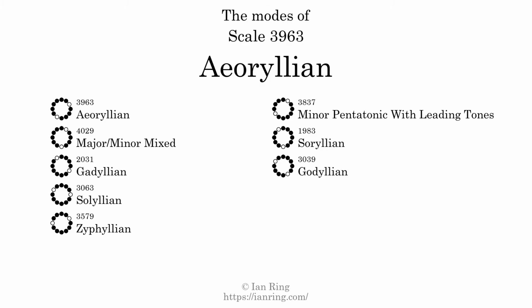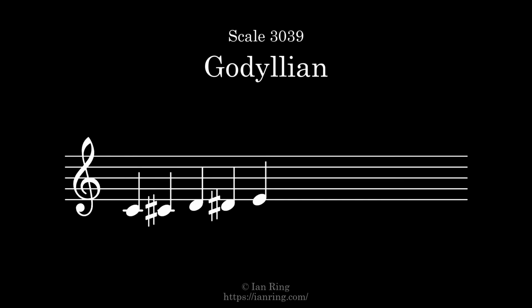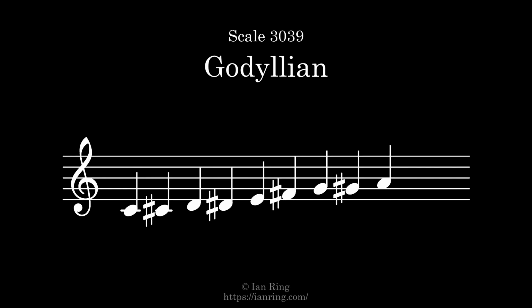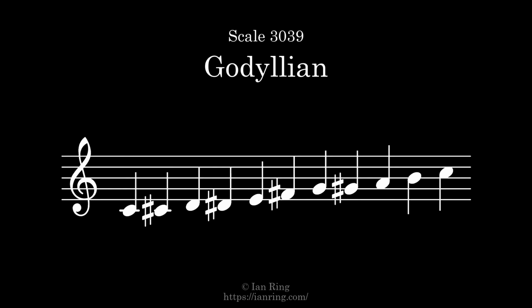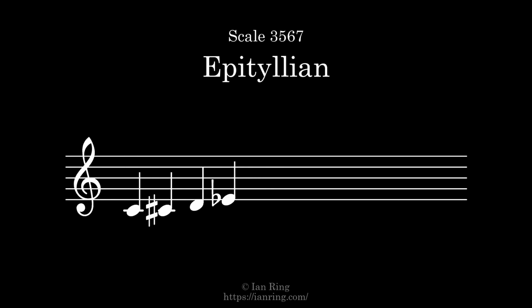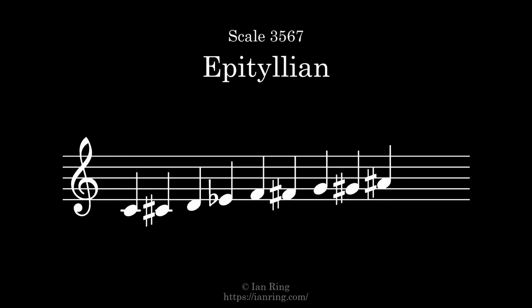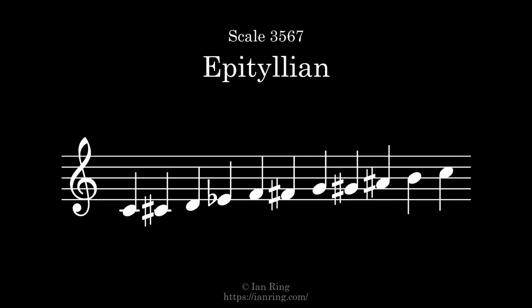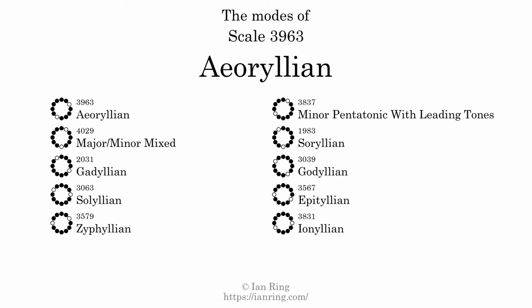The eighth mode is scale 3039, also known as Aeoryllian. It sounds like this. The ninth mode is scale 3567, also known as Aeoryllian. It sounds like this. The 10th and last mode is scale 3831, also known as Aeoryllian. It sounds like this.